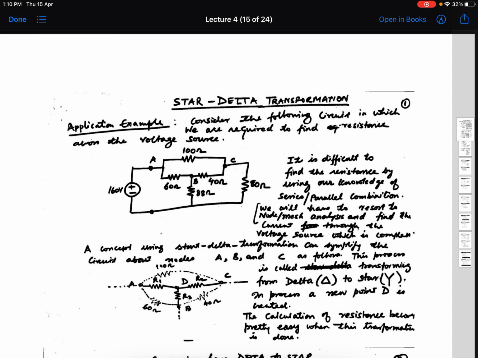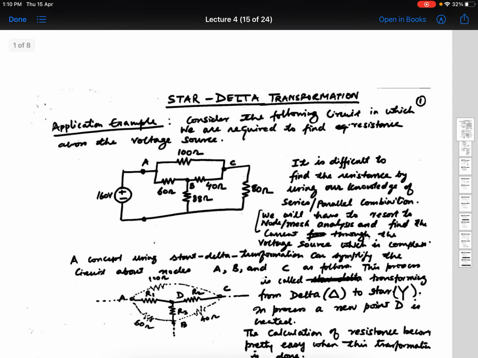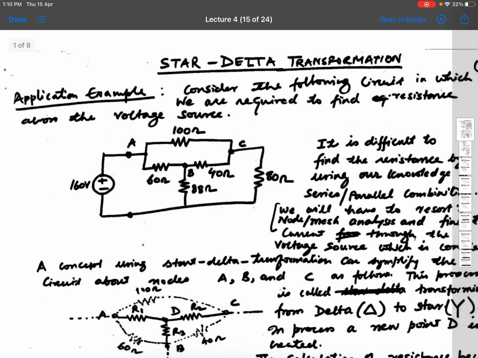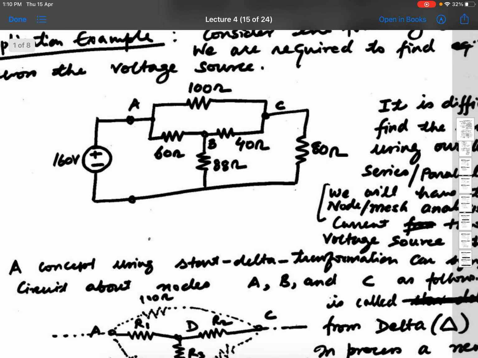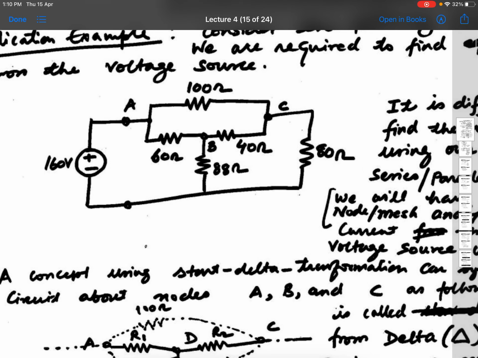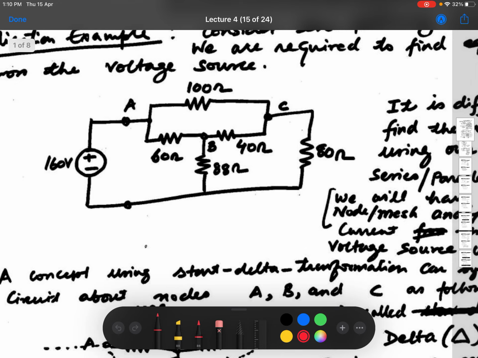So in today's lecture, that is lecture 4, we will see an important concept called star delta transformation. For this, we'll take this example circuit. In this circuit, there is a voltage source, and suppose I want to know what is the resistance seen from these two terminals, that is A and O.